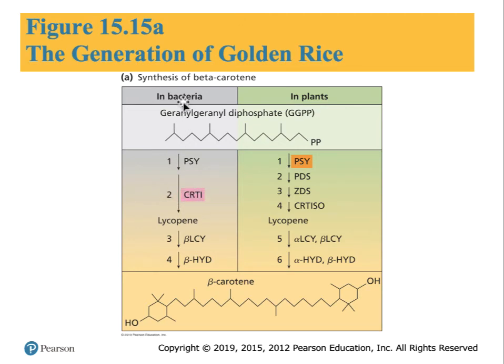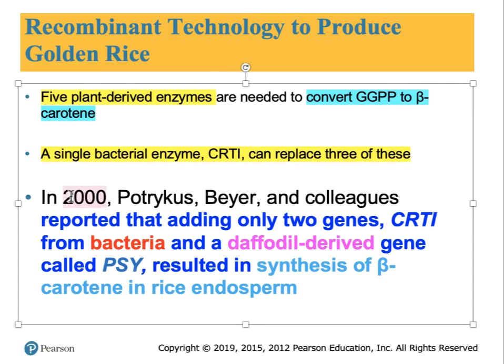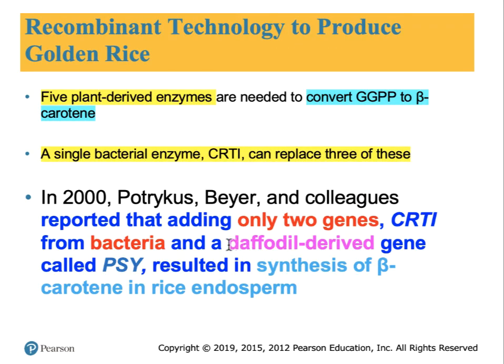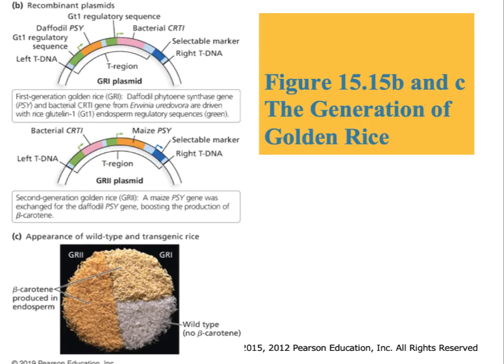single enzyme from bacteria. Combining this knowledge with the findings of other scientists in 2000 revealed that by adding just 2 genes, these rice plants could enable them to convert GGPP into beta carotene. The second gene was derived from a daffodil plant. This produced a new variety of rice known as golden rice.